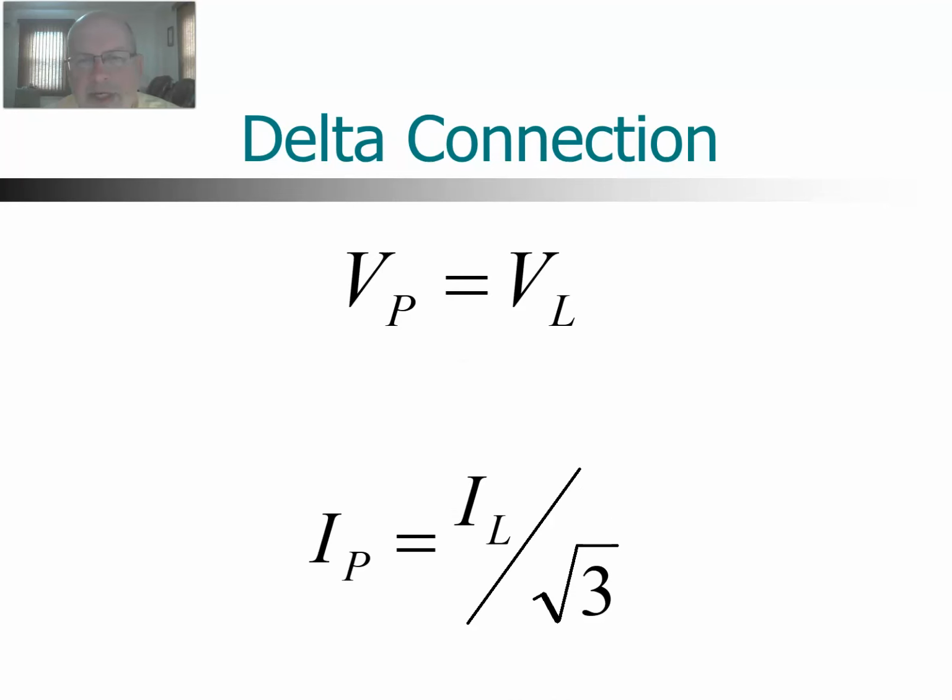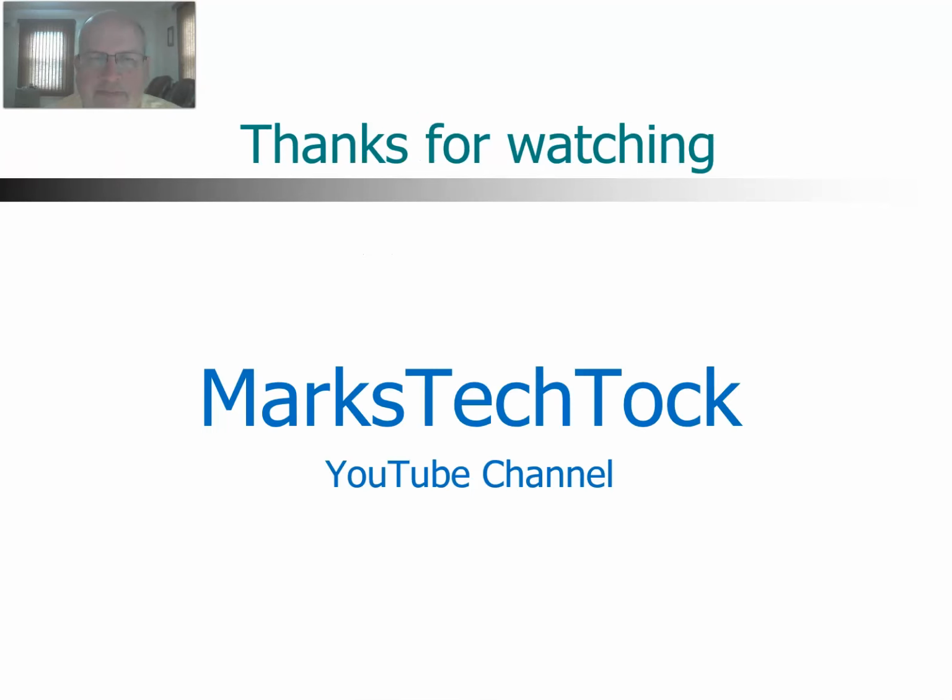All right, so the delta connection, what happens with delta? Well, the phase and line voltages are equal, but the currents are different. And again, they're different by this factor of square root of 3. The phase current is equal to the line current divided by square root of 3.